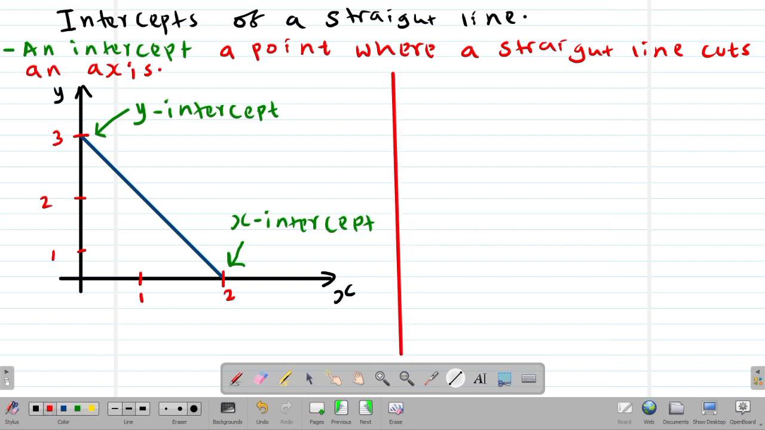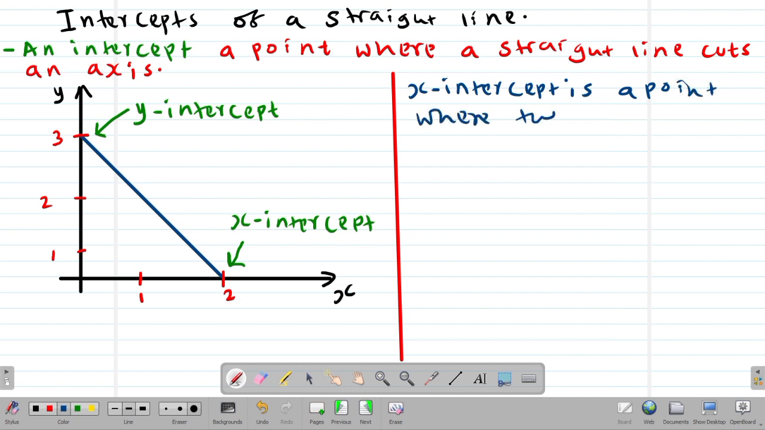Let me make a line here. So we'll start by defining the x-intercept. The x-intercept is simply a point where the line cuts the x-axis. So that is what we call the x-intercept. At this particular point where the line cuts the x-axis, this is what we are calling the x-intercept.